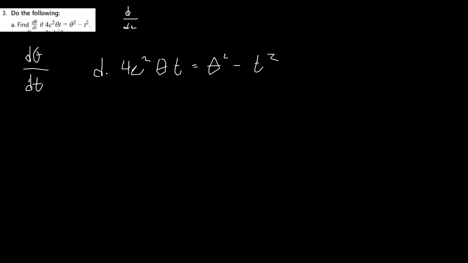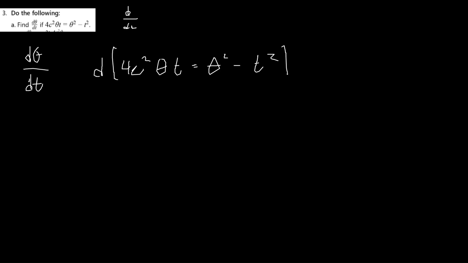So, find d theta over dt. Okay, so once again, let's copy the given equation, 4c squared theta t equals theta squared minus t squared. Alright, let's get the derivative of this. And for this, we don't even need to use d over dt because this is in terms of dt already. We have t in the equation, so we will just use d.